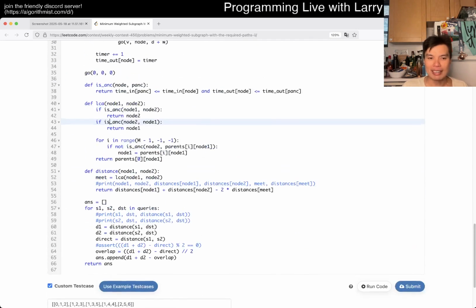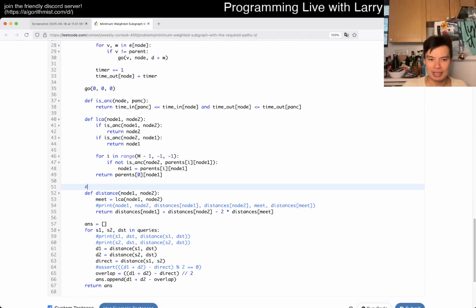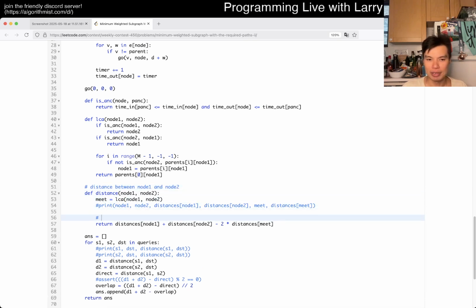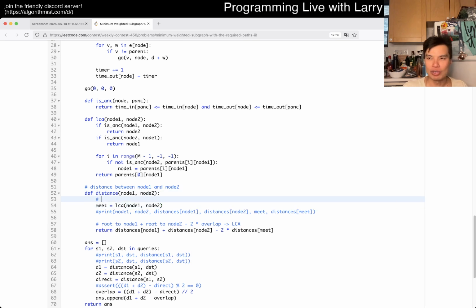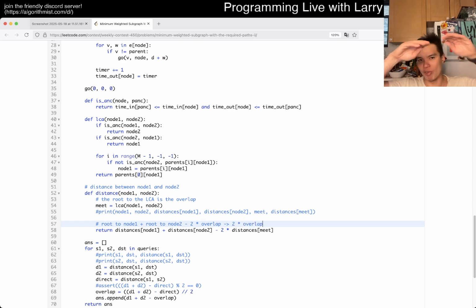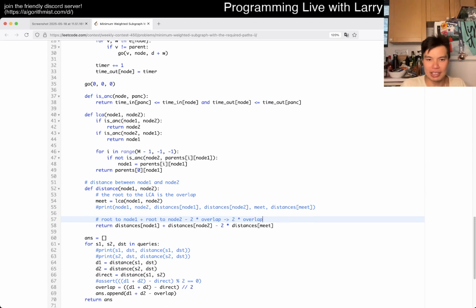But now we have the distance. So this is the distance between node 1 and node 2. And the distance between node 1 and node 2 is just root to node 1 plus root to node 2 minus 2 times the overlap, where the root to the LCA is the overlap. So then this is just 2 times the overlap because we overlap it twice. You could draw it out to see this visualization.